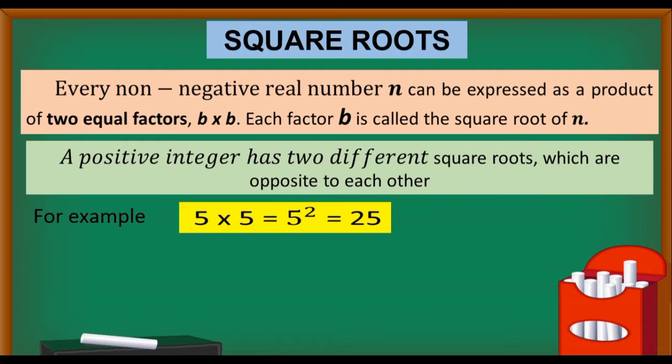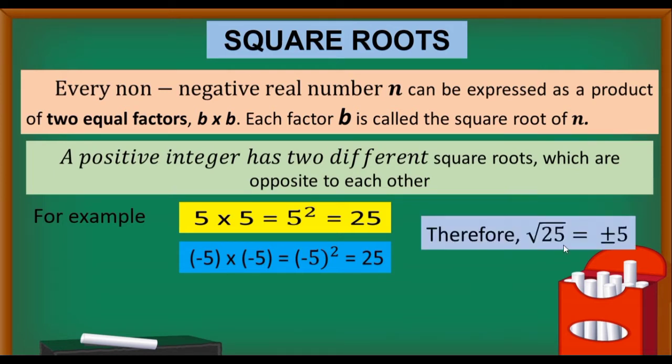For example, pwedeng 5 times 5. Kung i-squared natin yon, since dalawang 5, pwede siyang i-express as 5 squared, and 5 squared is equal to positive 25. Ganon din po kung imumultiply natin yung negative 5 kay negative 5, i-express natin as exponent, that is quantity of negative 5 squared, ang sagot pa rin po ay positive 25.